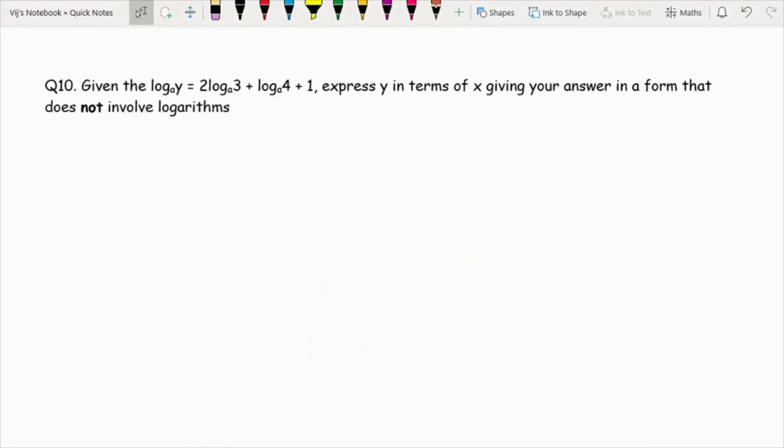Now moving on to question 10, which is our last example, I'm sure you'll be glad to hear. So given that log_a y equals 2 log_a 3 plus log_a 4 plus 1, and we're asked to express y in terms of x, giving your answer in a form that does not involve logarithms. So what we want to do is, when we had log_a y equals x, and we had log_a x equals y, we want to write it in this form here, and that's basically what the question is asking.